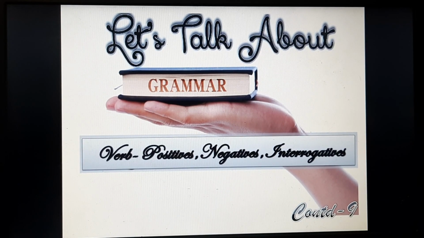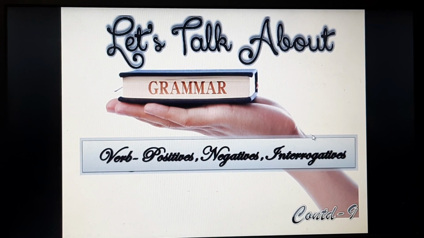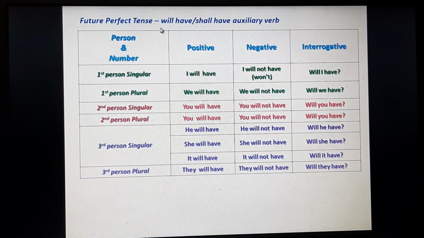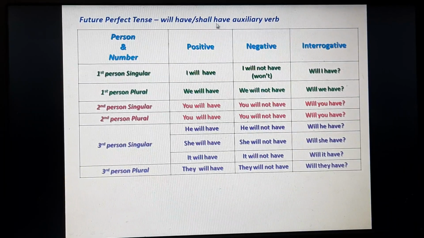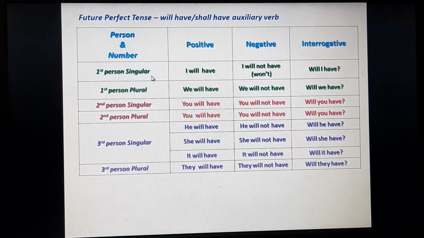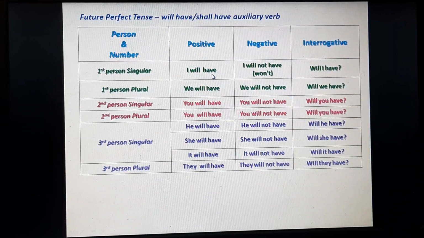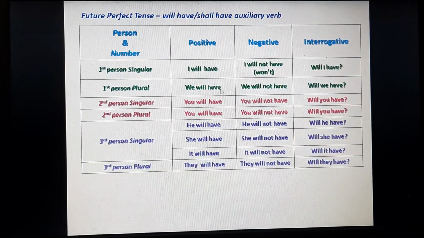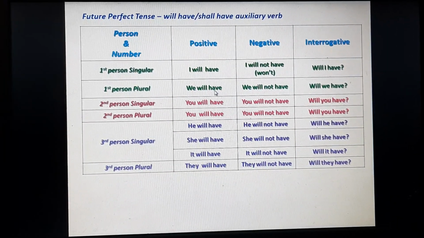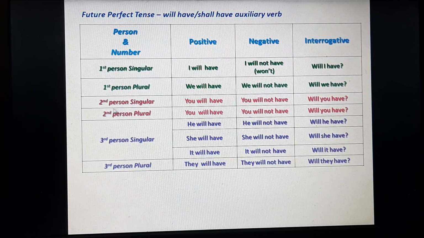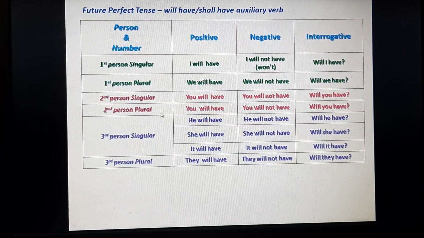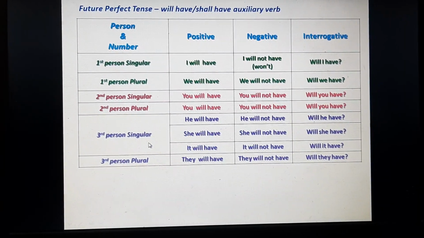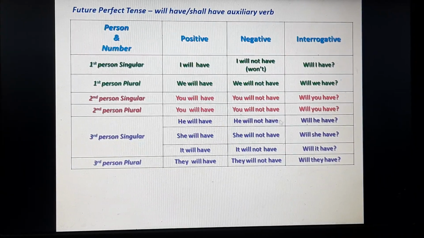Let's continue, children, with the negatives and interrogatives in the future perfect tense. The auxiliary verb to have will be used as will have or shall have. In the first person singular, in the positive, it is I will have. Negative, I will not have or I won't have. Interrogative, will I have. In the first person plural, we will have, we will not have, will we have. In the second person singular and plural, you will have, you will not have, will you have. In the third person singular, he will have, he will not have, will he have.